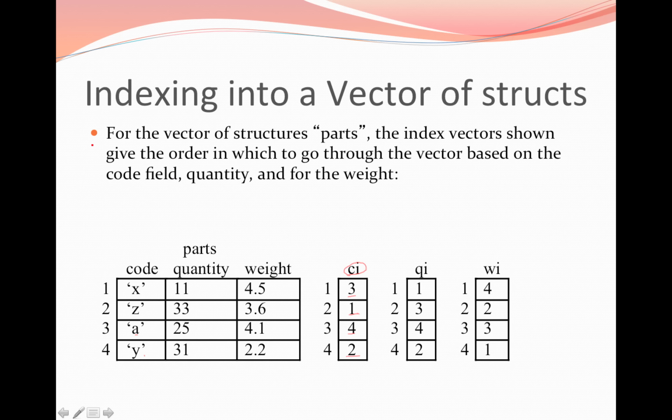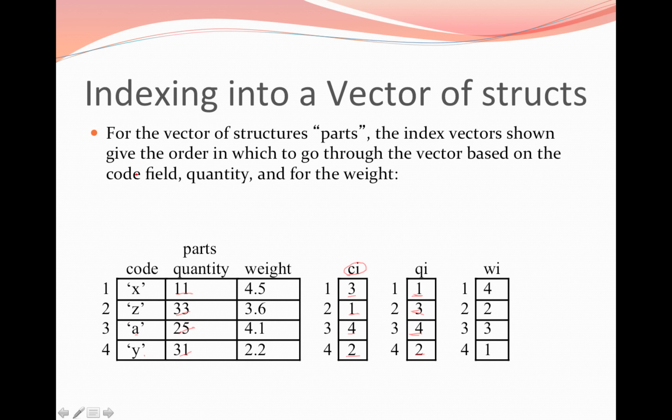On the quantity field, again, if you wanted ascending order, the first element, the 11, is the smallest, so that's our first element in our quantity index vector. And then the 25 is the next smallest, and that's in element 3, so we have 3. And then 31, which is in element 4, and then 33, which is in element 2. So if we want to go through the parts vector based on the quantity field, we'd go through the first element, then the third, then the fourth, and the second.